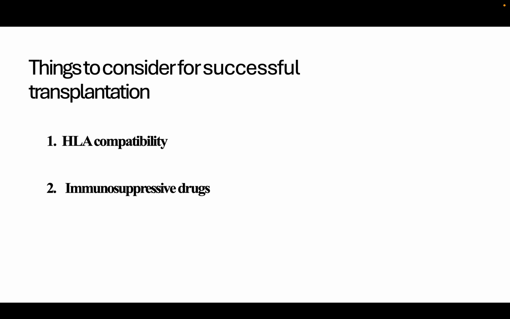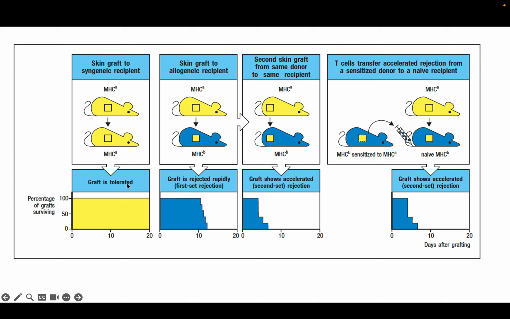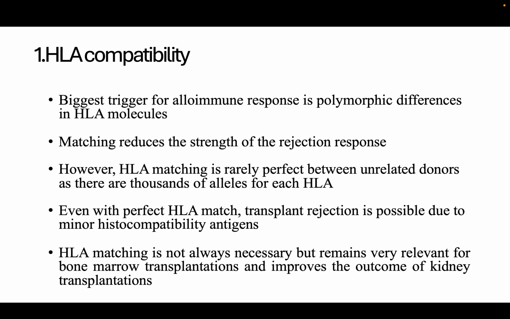But things to consider for a successful transplantation. First of all, what makes something actually accepted is two things: HLA compatibility and immunosuppressive drugs. As I said, HLAs are the biggest trigger of an immune response because HLA molecules are extremely polymorphic. We have so many different types of HLAs.